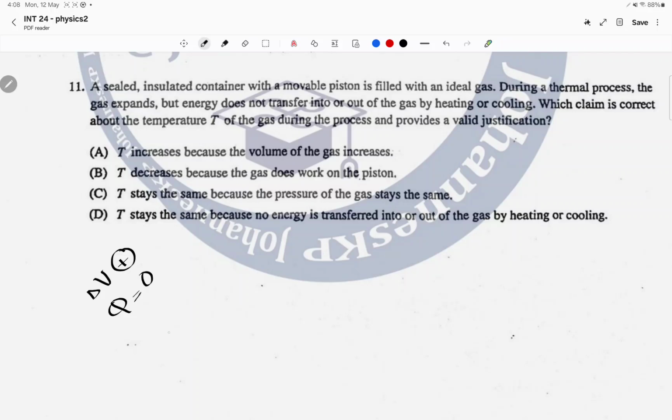Okay. So look, delta U is Q plus W. Q is 0. And if the delta V is positive, the work is negative. So 0 with negative is just negative. So delta U has to be negative. Does that mean temperature increases or decreases? Decreases. So it's B, as in boy. Okay.